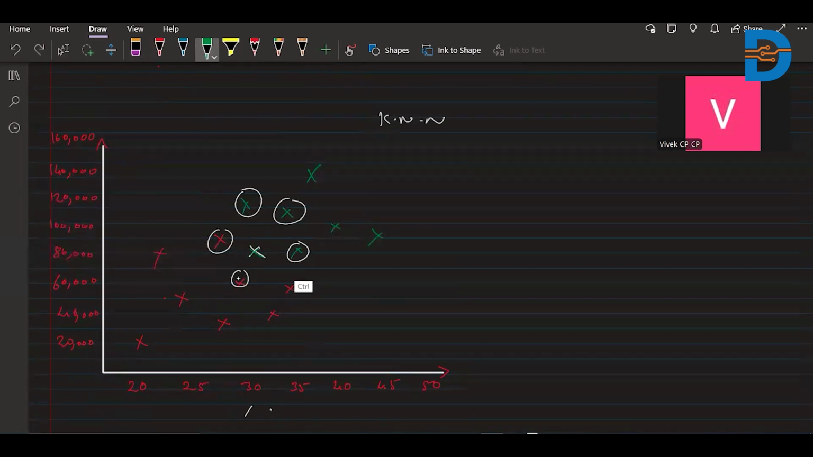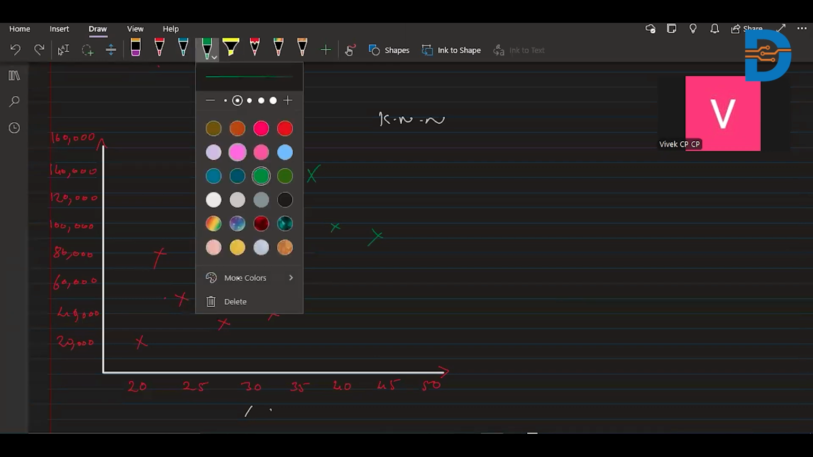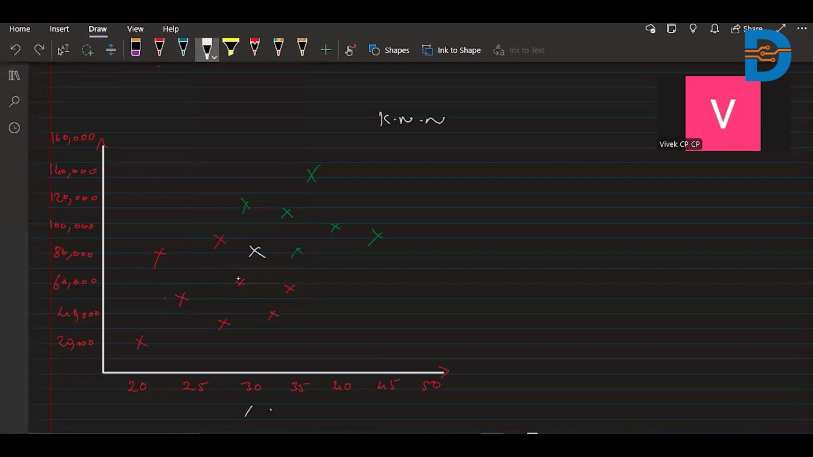But in order to figure out which customers are its closest neighbors, I have to calculate the Euclidean distance between this point and the rest of the points. Euclidean distance is one of the ways to do it. There are other methods as well. I'm not going to deep dive into that yet, but it is one of the ways you can estimate the distance between these points, like this.